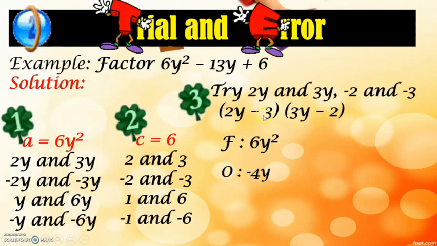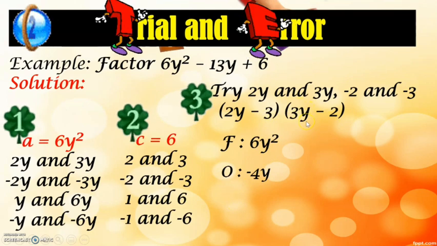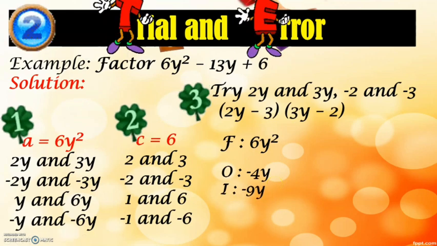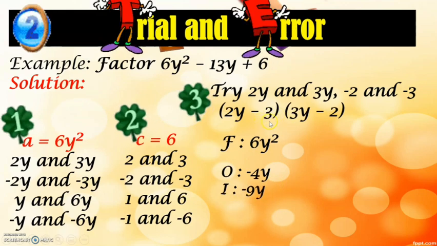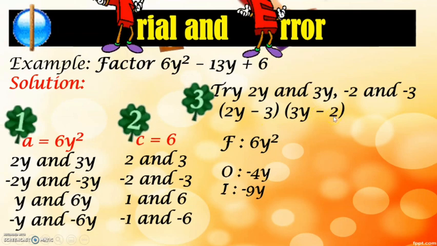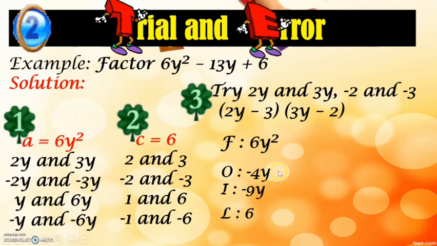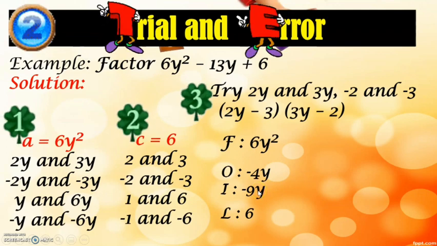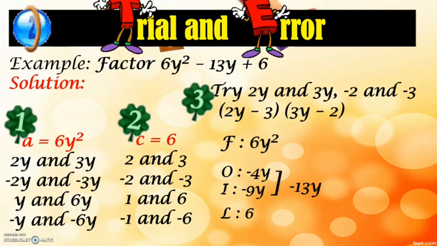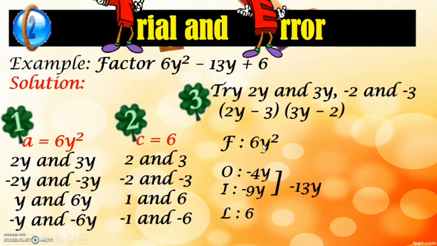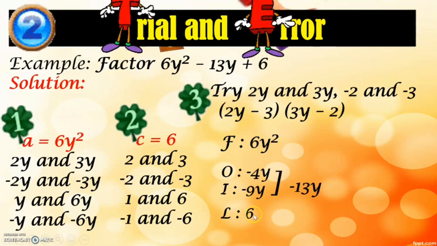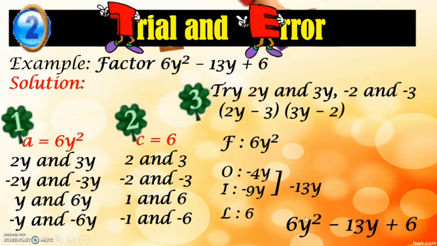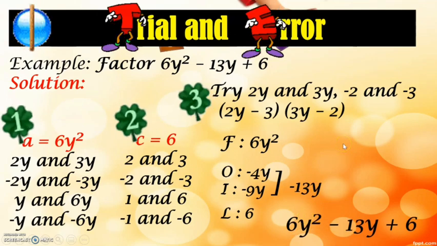Inner term, negative 3 multiplied by 3y is equal to negative 9y. And last terms, negative 3 multiplied by negative 2 is positive 6. So we combine like terms. Negative 4y plus negative 9y is equal to negative 13y. Now we combine the three terms. We now have 6y squared minus 13y plus 6.